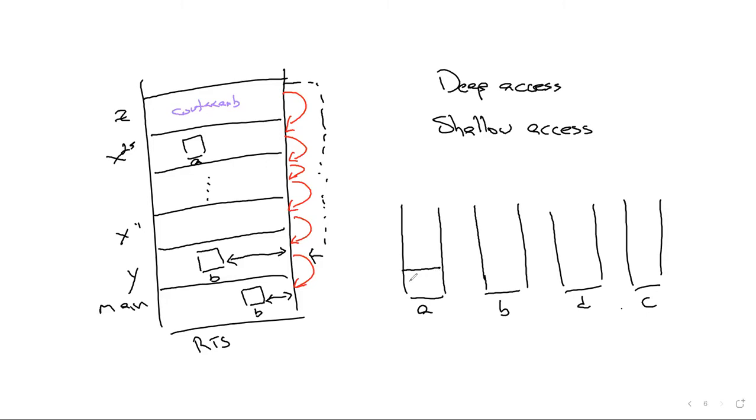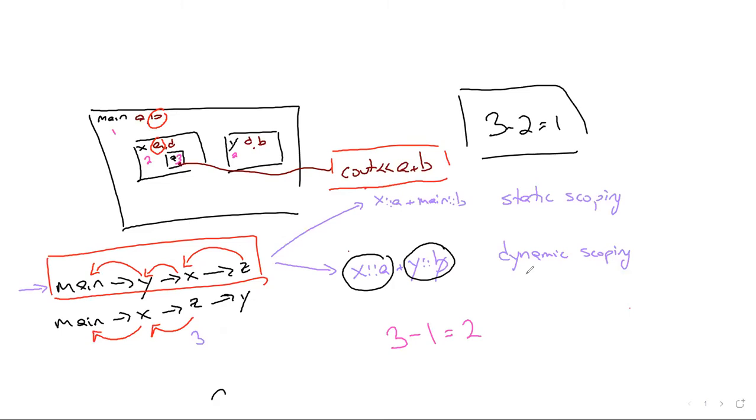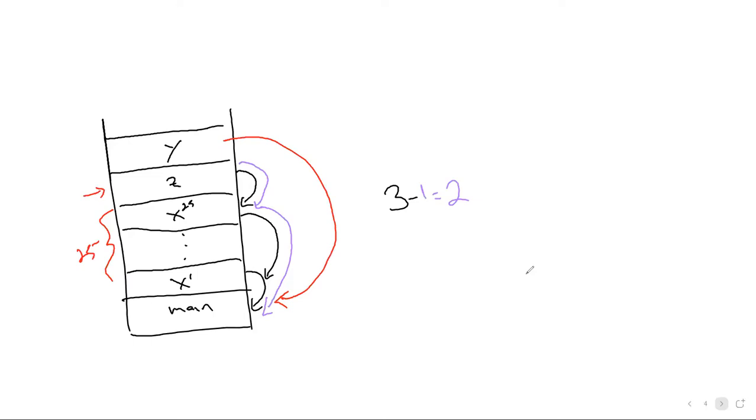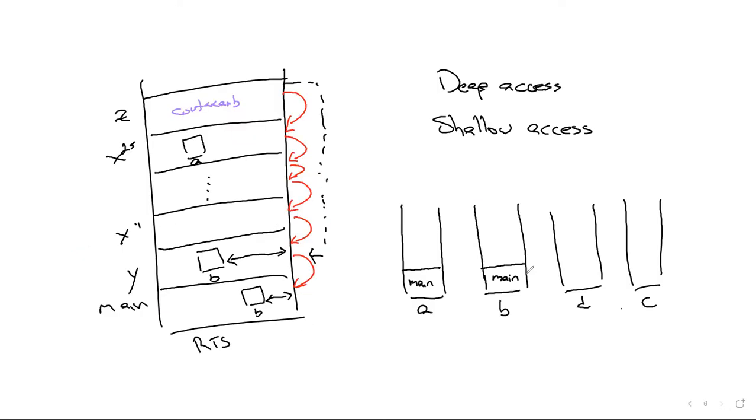So we have A of main. I'm going to write main just because we should know who it is. And we had B of main. Now, from main, we went to Y. Y had B and D. So we put Y's B on the B stack, and Y's D on the D stack. We pushed them on the stack.